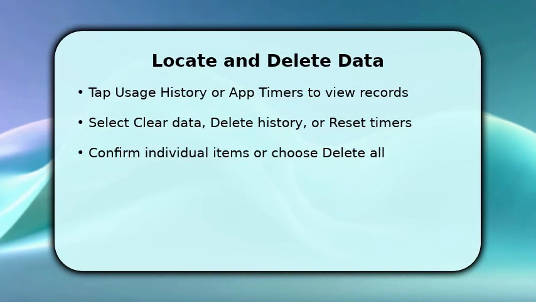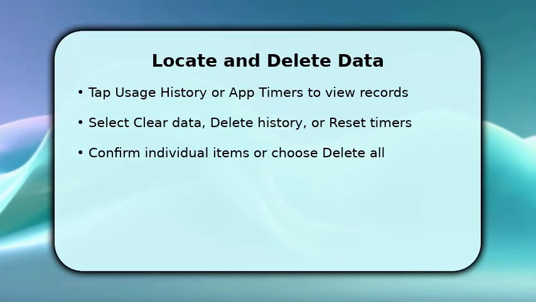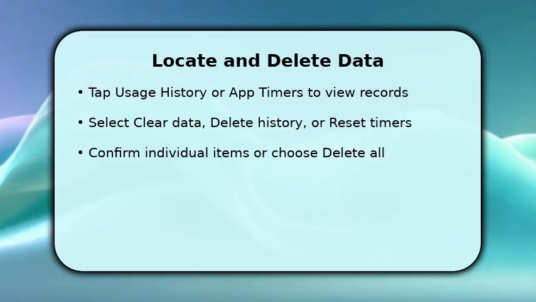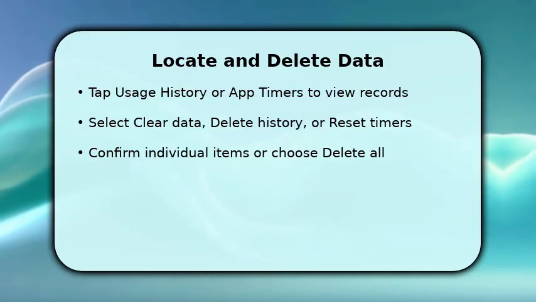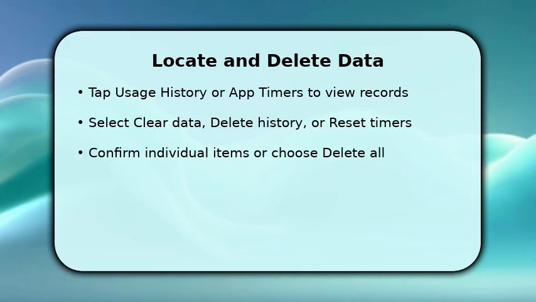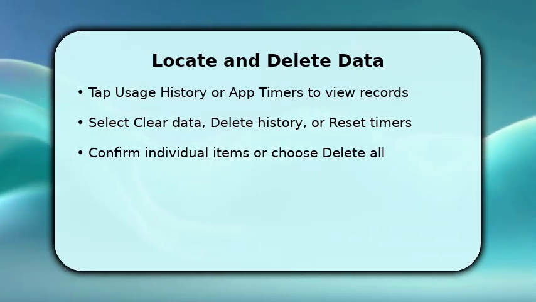Once on the dashboard, tap Usage History or App Timers to reveal records and per app details. You'll often see three-dot menus or a reset button next to each entry. Tap those to access delete or clear data options. Choose whether to remove individual entries or use delete all to wipe the entire dataset.